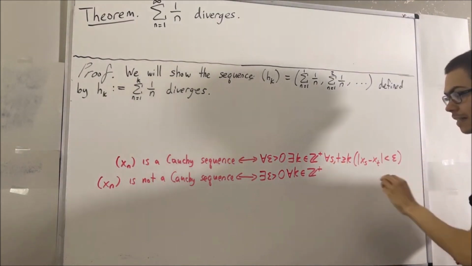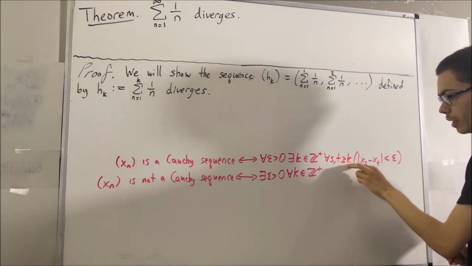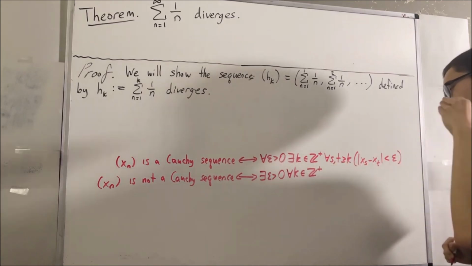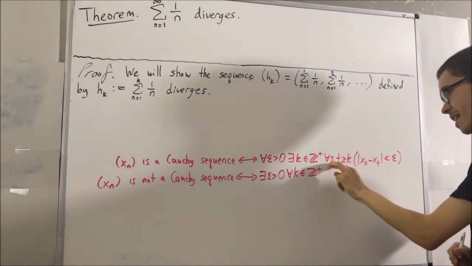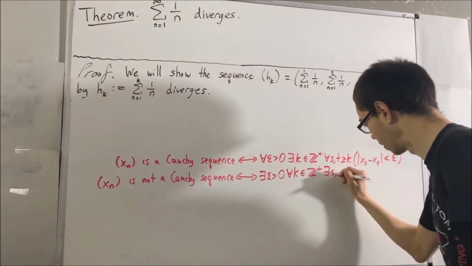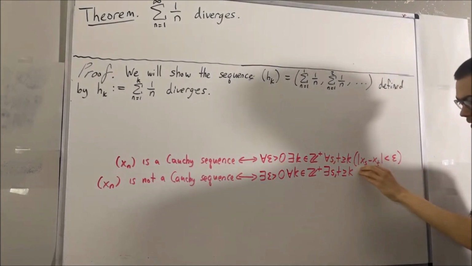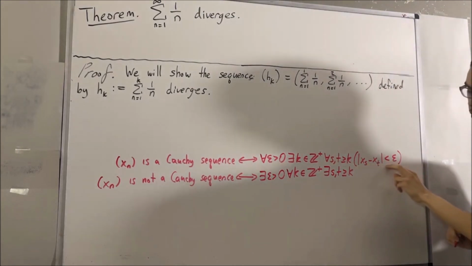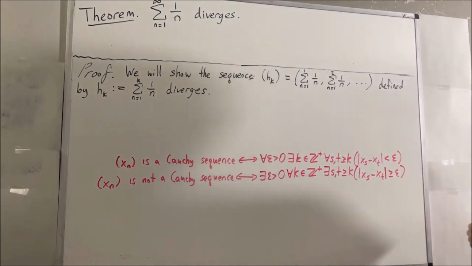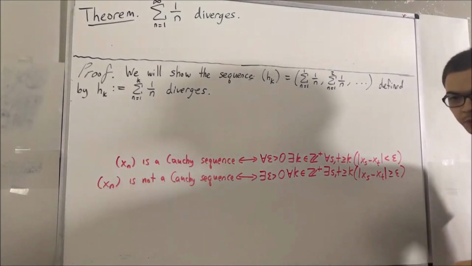It means it is not the case that for every two positive integers s and t greater than or equal to k, this is true. In other words, there are two positive integers s and t greater than or equal to k such that this is false. What does it mean for this to be false? It means the absolute value of x_s minus x_t is greater than or equal to epsilon. Right, so that's what it means for this sequence to not be a Cauchy sequence.